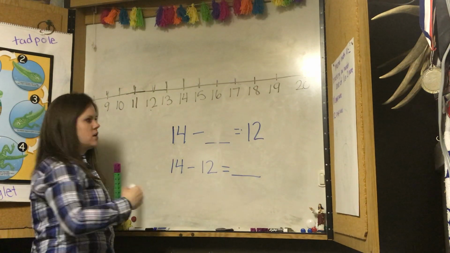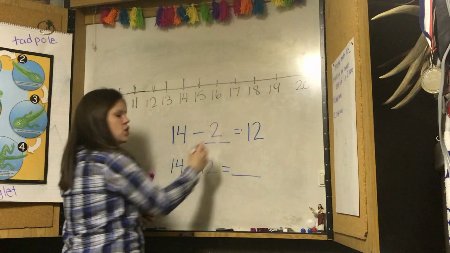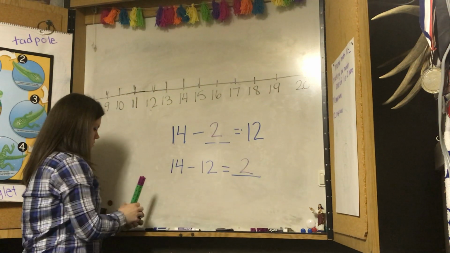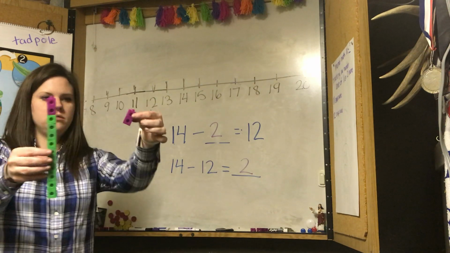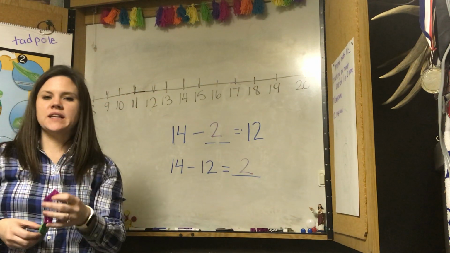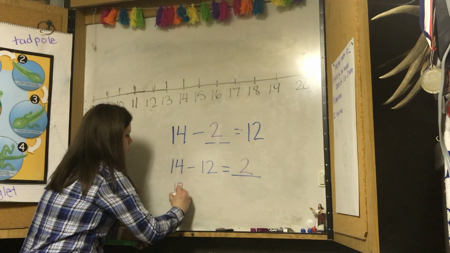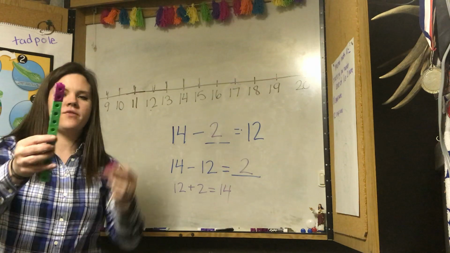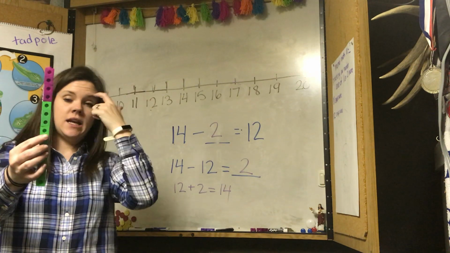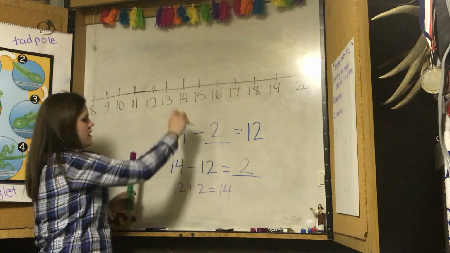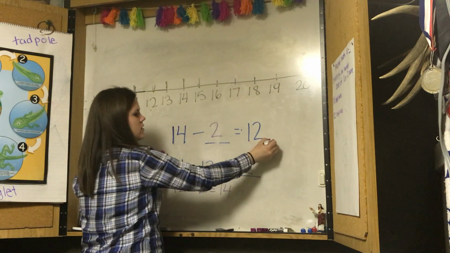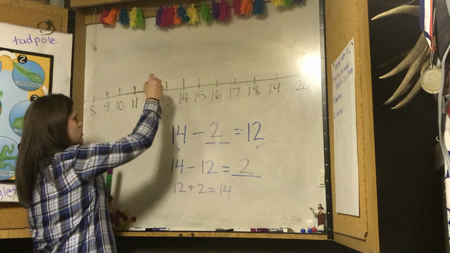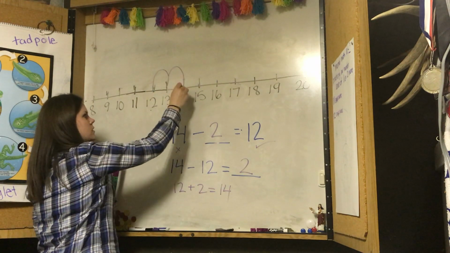Is 14 take away 2, 12? And 14 take away 12, 2? Well, here's 12. Here's 2. I can solve with a related addition fact, right? 12 plus 2 equals 14. 12, 13, 14. And also on my number line, I could start here and I can stop here. And this will tell me how many jumps, right? So let's start at 12. 1, 2.